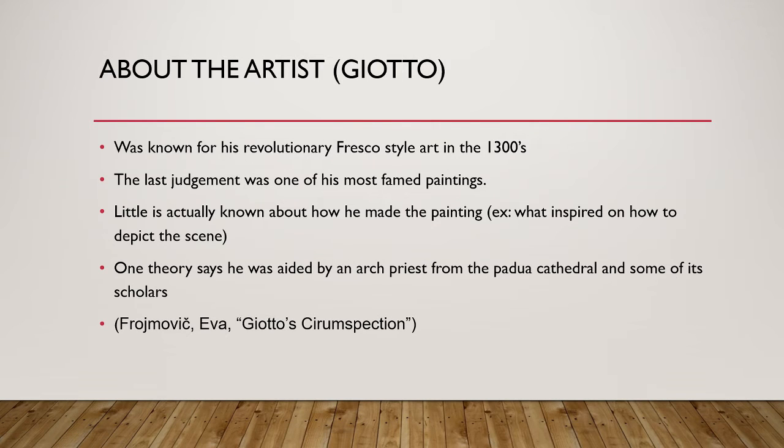Giotto was mainly known for his revolutionary fresco art styles in the 1300s. The Last Judgment was one of his most renowned paintings, but very little is actually known about the painting itself and how Giotto came to painting the scene the way he did. One theory, in the book listed below, is that he had assistance from an archpriest and his scholars from the Padua Cathedral.